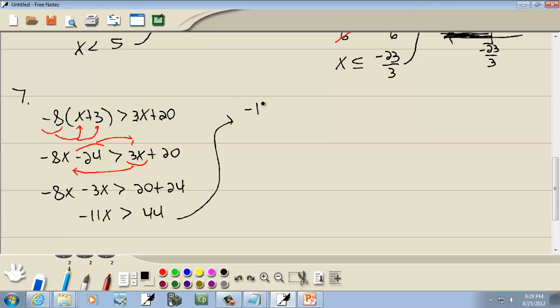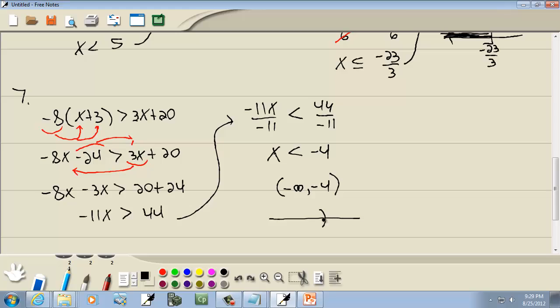Last step, divide both sides by the number in front of your x. So we're going to divide both sides by negative 11. Now we're dividing both sides by a negative number, so our greater than becomes a less than. We flip our inequality symbol. And we got x is less than negative 4. That's going to negative infinity. Less than negative 4 means it doesn't include negative 4, so I put parentheses on it. And a parenthesis on negative 4 down here, shaded to negative infinity.